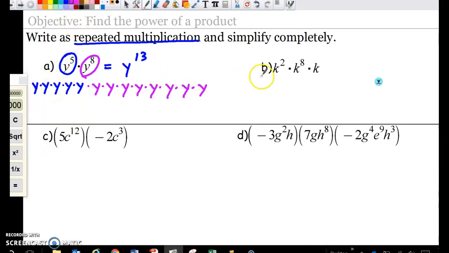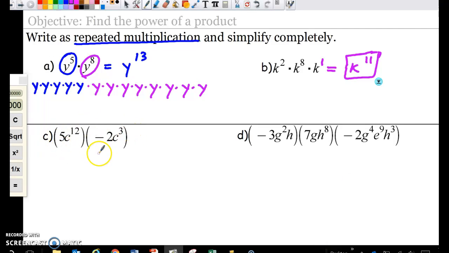How about over here? 2 k's, 8 k's, 1 k. Don't forget that 1 on the exponent here. k to the 11th. We don't know what k was. If I didn't know what k was, I'd use my calculator and evaluate it.